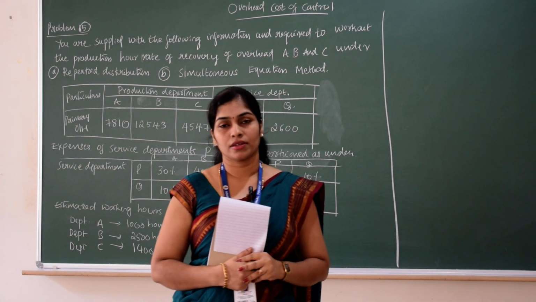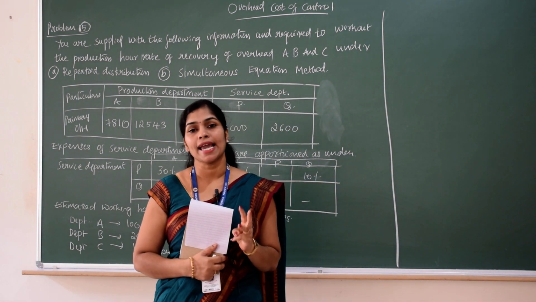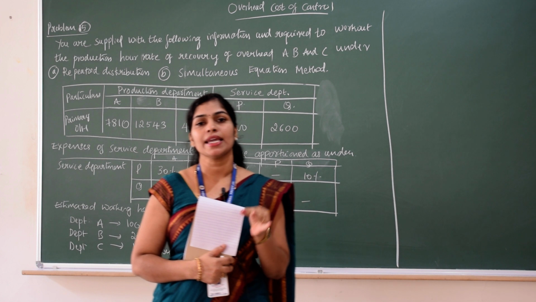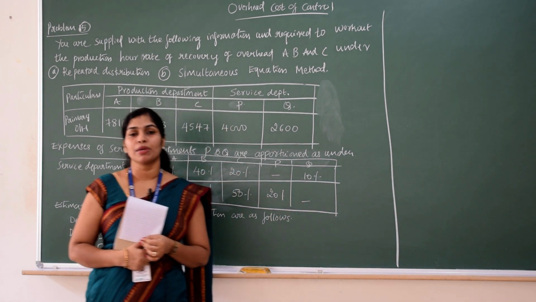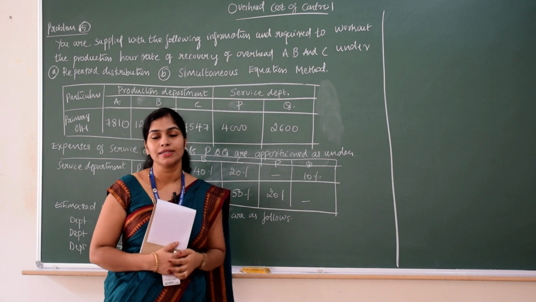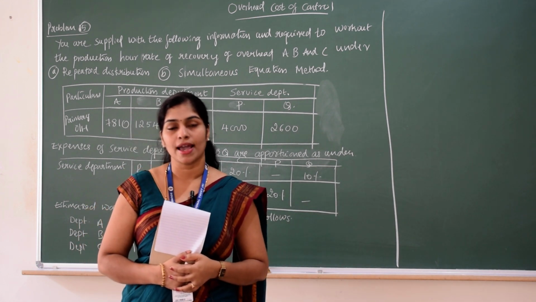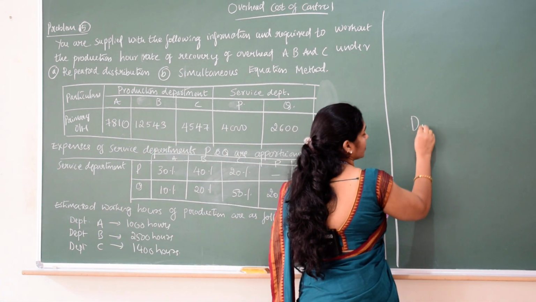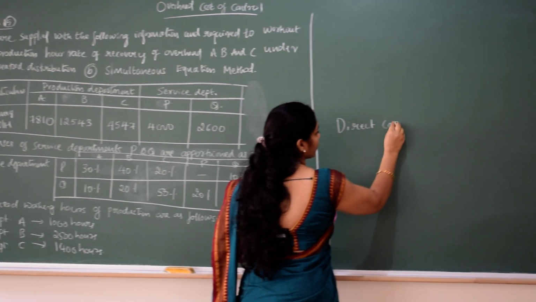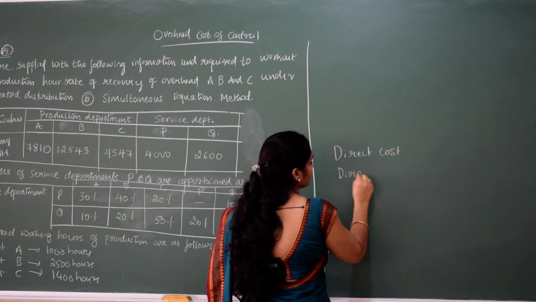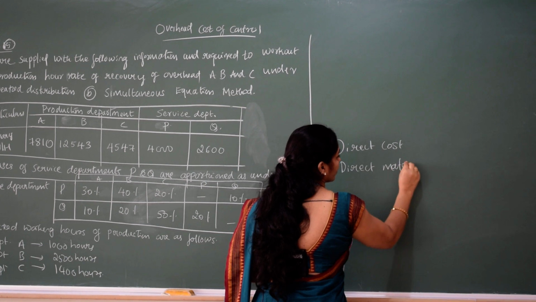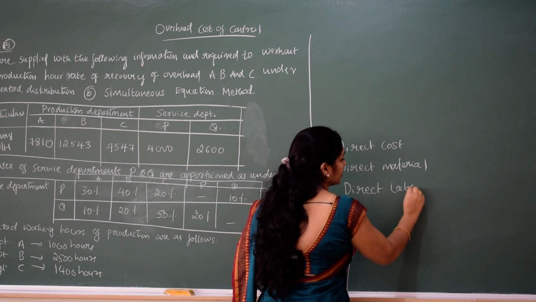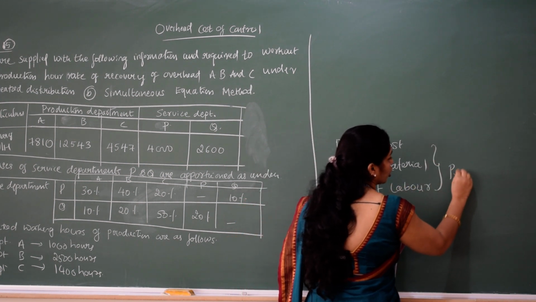So what is overhead? Cost has 3 elements: materials, labor and expenses. Further it can be divided into 2 parts. One is called direct cost, another one is indirect cost. Direct cost is direct material and direct labor. These are called prime cost.